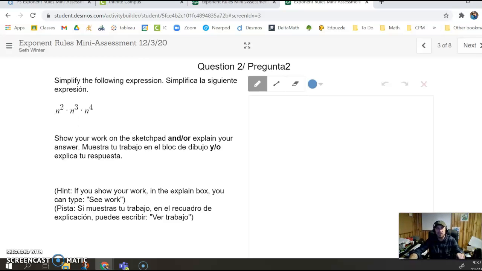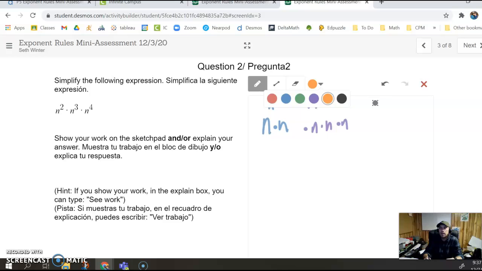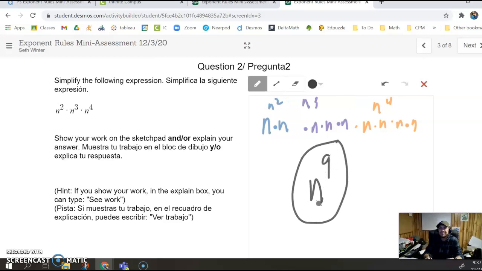So here we have n squared times n to the third times n to the fourth. Well, if we write these out here, remember this would be n times n. N to the third is n times n times n. And n to the fourth would be n times n times n times n. So how many n's do we have all together? Well, count them. 1, 2, 3, 4, 5, 6, 7, 8, 9. So this equals n to the ninth.